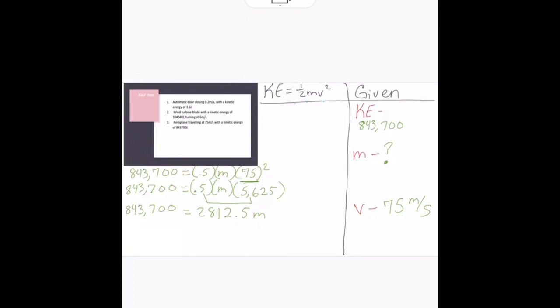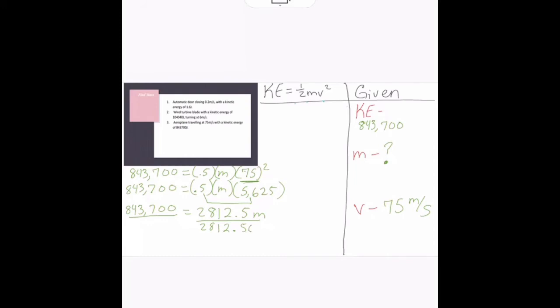I am looking at this oh so slowly to make sure that I'm getting every single number right, because I just don't want to get this wrong. Because I missed a number or something, or missed a decimal. That would be the absolute worst. So, anywho, we divide both sides because we want to leave that m by itself. So we're dividing both sides by 2,812.5.